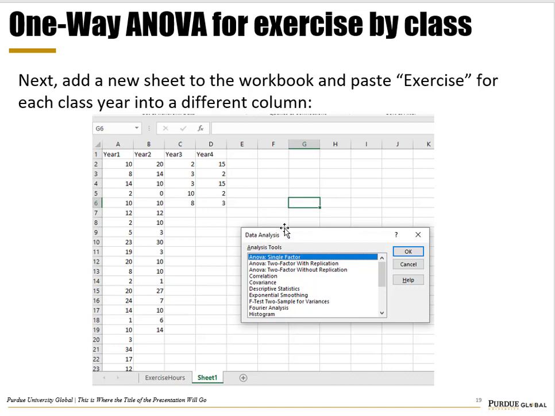And then you go to the Data Analysis ToolPak and you choose ANOVA: Single Factor. We're doing a single factor ANOVA. Single factor just means that your data is only grouped by one single factor. And the one single factor we used to split up this data was the year they were in school. So that was the single factor we used to split up the exercise data.